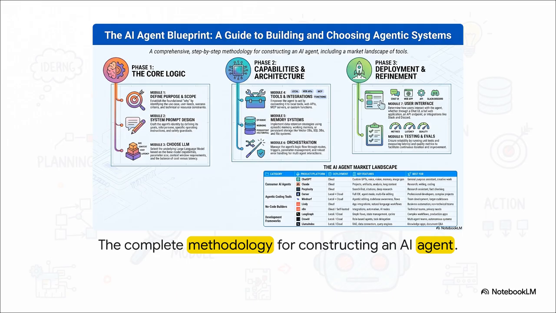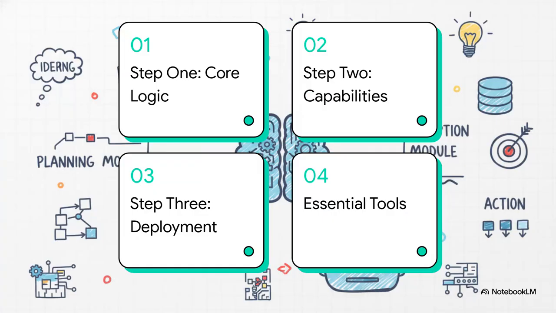And anchoring the whole shebang is a complete market landscape of the tools you'll actually use to put all this together. To keep us perfectly on track, here's our roadmap for today. We're going to cover Step 1, core logic, then Step 2, capabilities and architecture, followed by Step 3, deployment. Finally, we'll wrap up with the essential AI development tools you'll need to make this a reality.